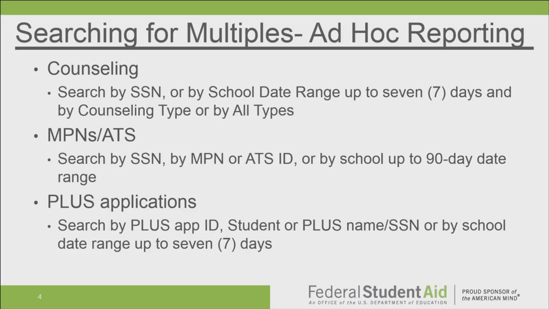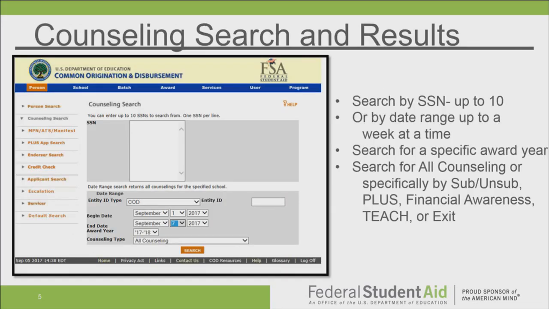Didn't think so. We got a 90-day date range for the MPNs that you'll be looking for there, plus applications. There are a few different ways of doing that, and you can do that through SSN, by school, etc. And as it says up there, and she's pointing to a date range of up to 7 days. So there's a lot of information we're going to take a look at very quickly here as we go through the person menu.